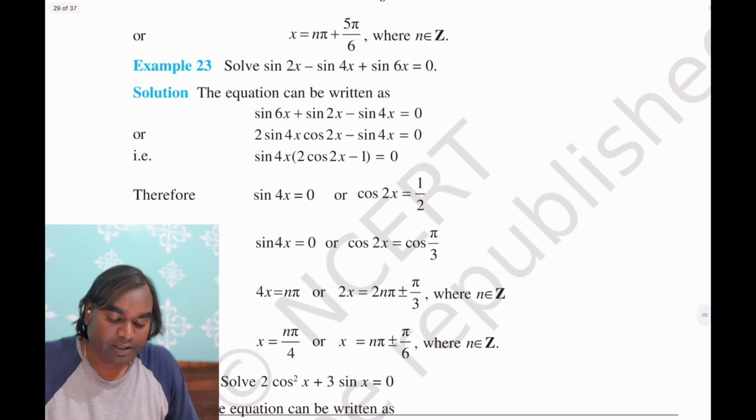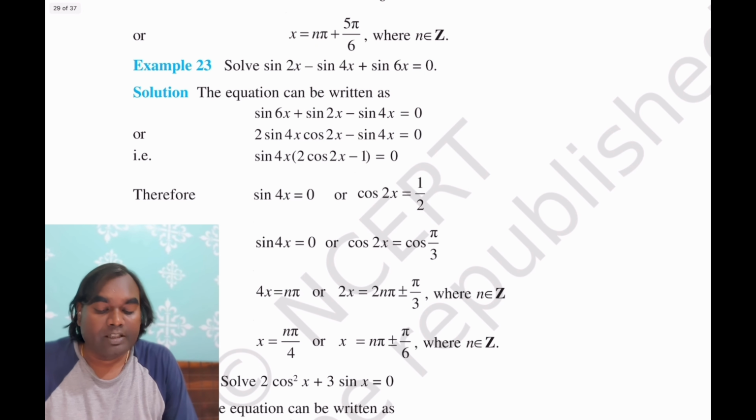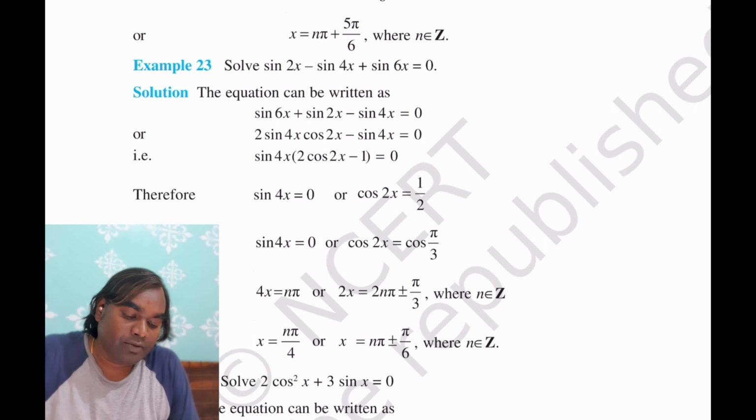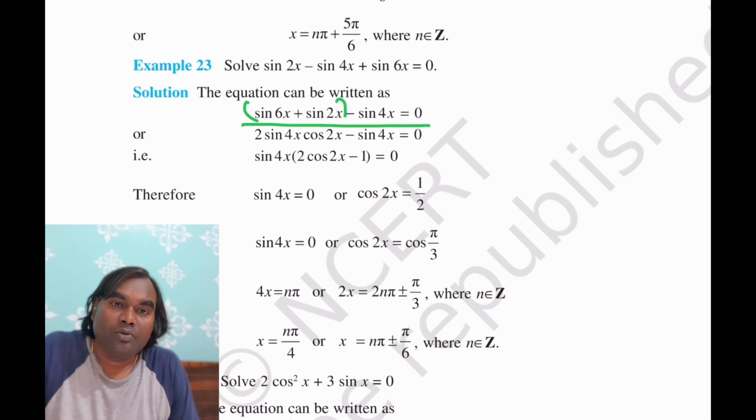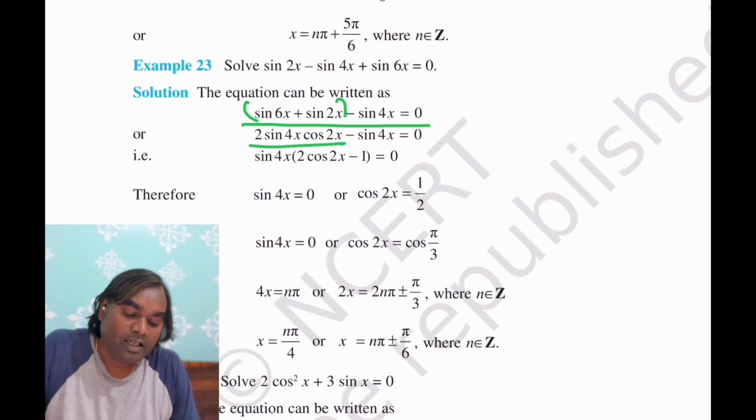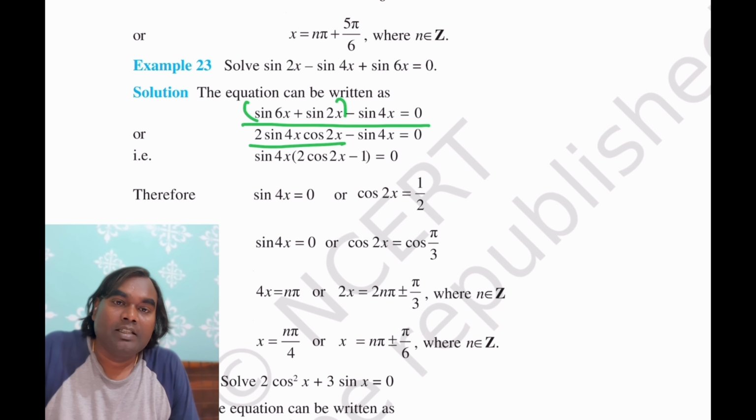Now example number 23. Solve sin 2x minus sin 4x plus sin 6x is equal to 0. So we will write the left hand side as sin 6x plus sin 2x minus sin 4x. So this will give sin 6x plus sin 2x, and sin x plus sin y is equal to 2 sin of (x plus y) by 2 cos of (x minus y) by 2. Then we will get this, then this. Now 2 sin a cos a, that is sin 2a.